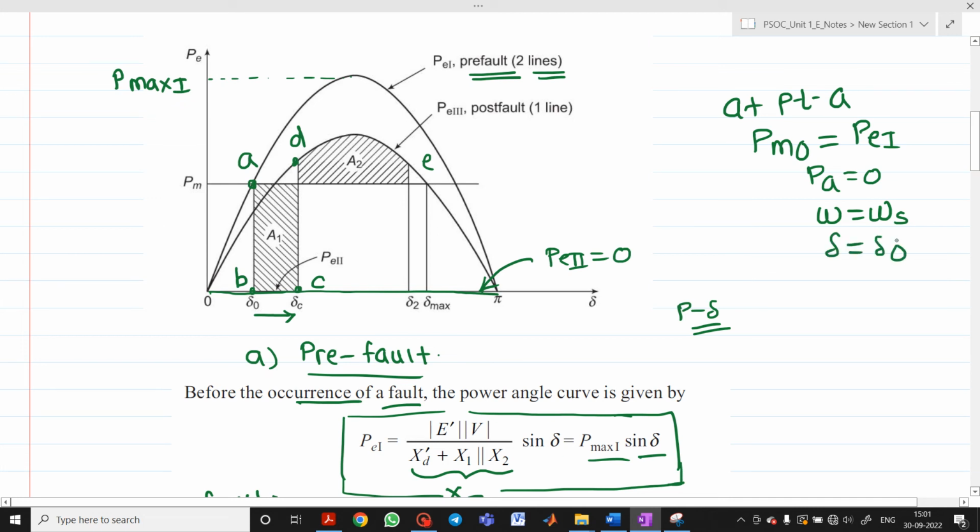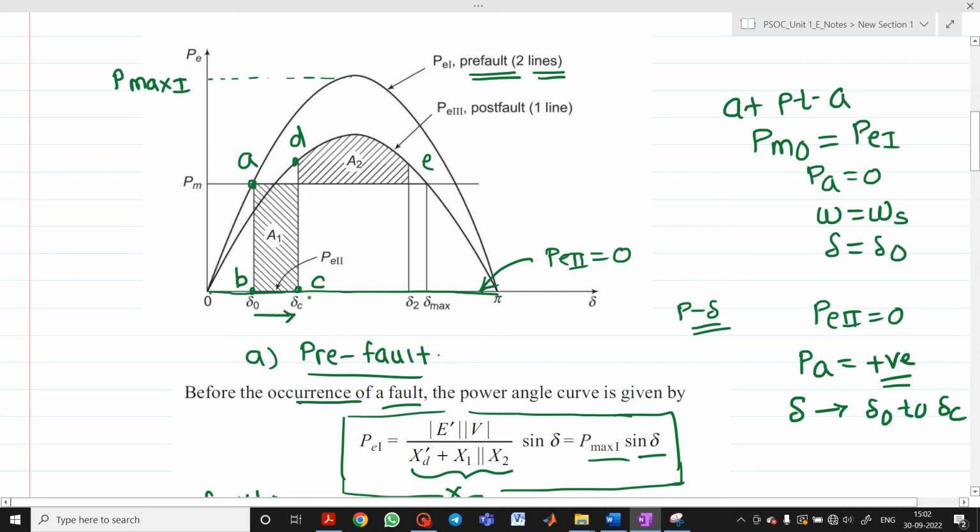But as soon as fault occurs, what happens? The voltage will become 0. As voltage becomes 0, PE will be 0, that is PE2 will be 0, and that's why it suddenly drops to the point B, which will be along the x-axis. And as your PA is more positive, acceleration will be there. So your delta will start increasing from delta 0 to, suppose, delta C.